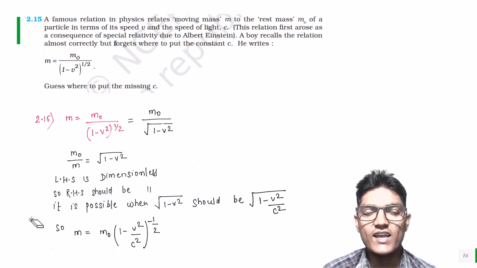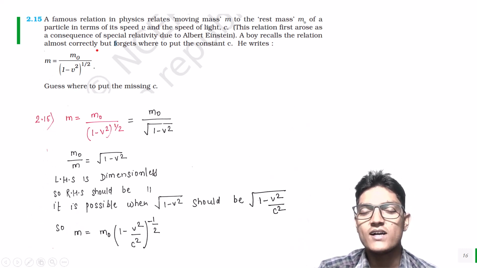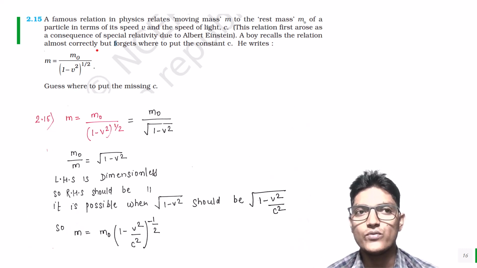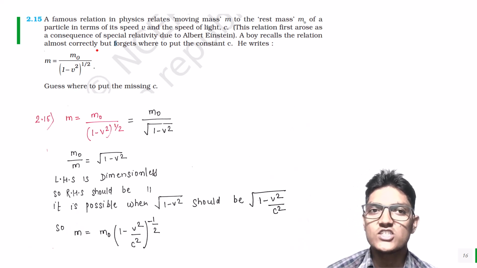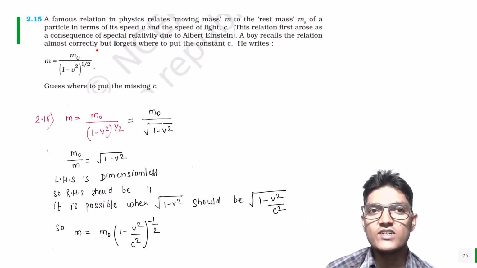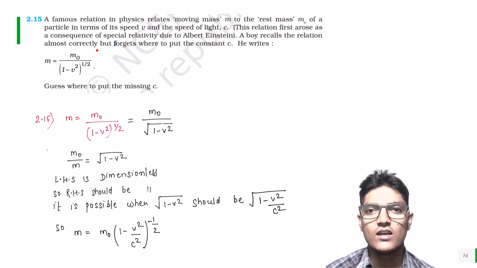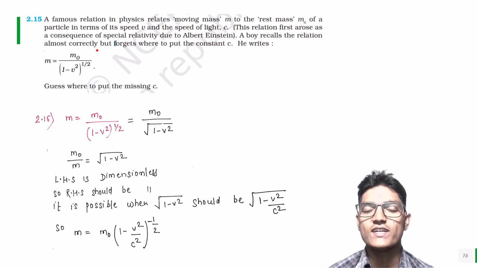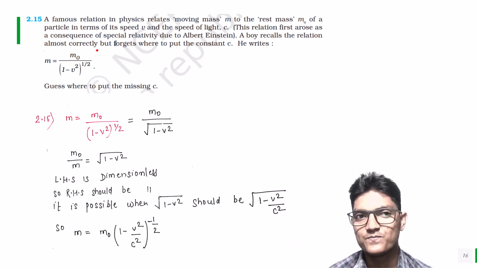So the next question, as you can see: a famous relation in physics relates moving mass m to the rest mass m naught of a particle in terms of its speed v and speed of light c. This relation first arose as a consequence of special relativity due to Albert Einstein. A boy recalls the relation almost correctly but forgets where to put the constant c.